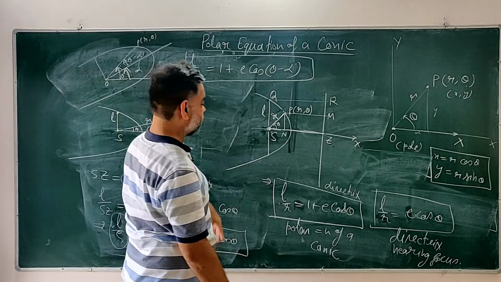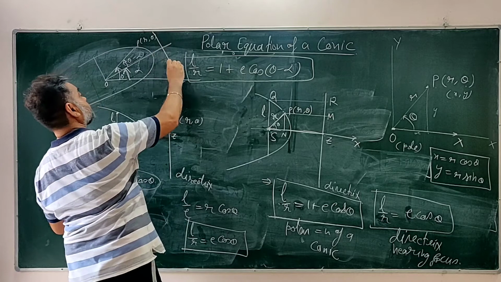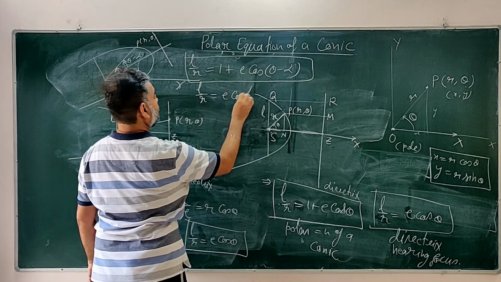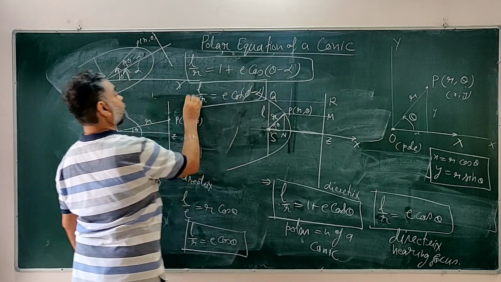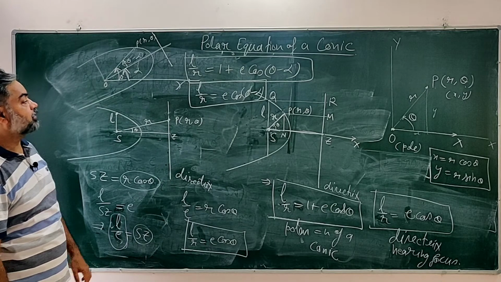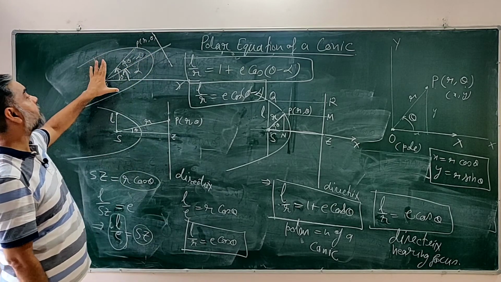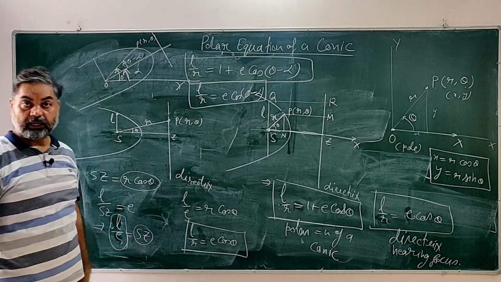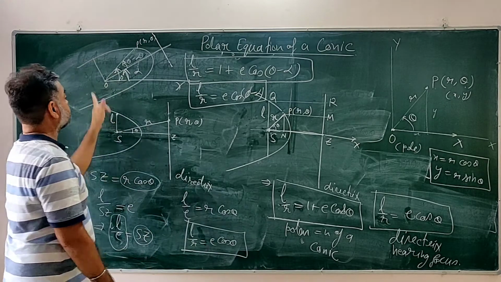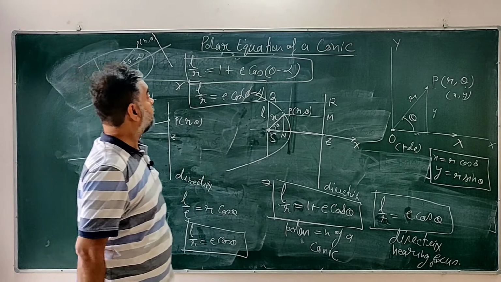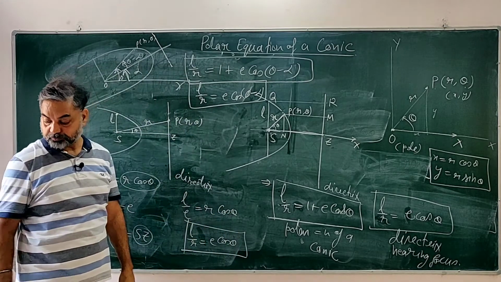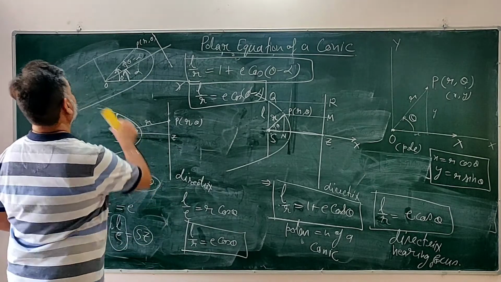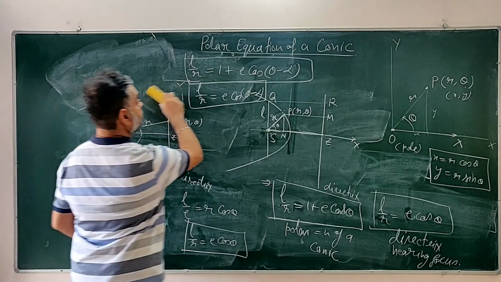And in that case, the equation of the directrix would be L over r is equal to e cos(theta minus alpha). This would be the equation of the directrix in the case when the axis of the conic is inclined by an angle alpha with the initial axis. So this was all about the polar equation of a conic. Now we also discuss one more important question.